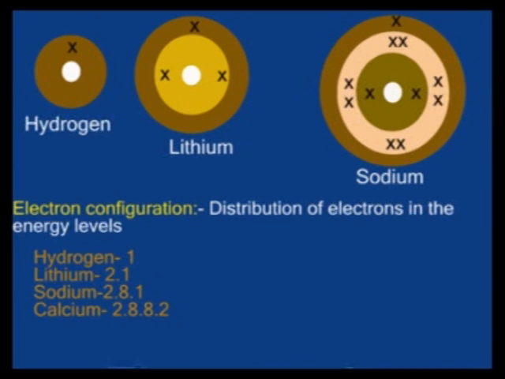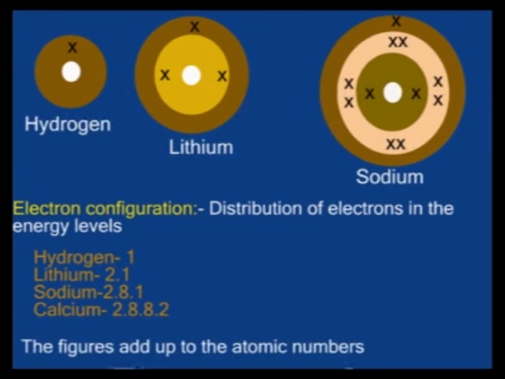Lithium has an electronic configuration of 2, 1. Sodium has 2, 8, 1. And calcium has 2, 8, 8, 2. If you add up the figures in each configuration, you get the atomic number of that element. Now, important to note is the maximum number of electrons each energy level can accommodate. And hence, you can write the electron configuration for any element given the atomic number.